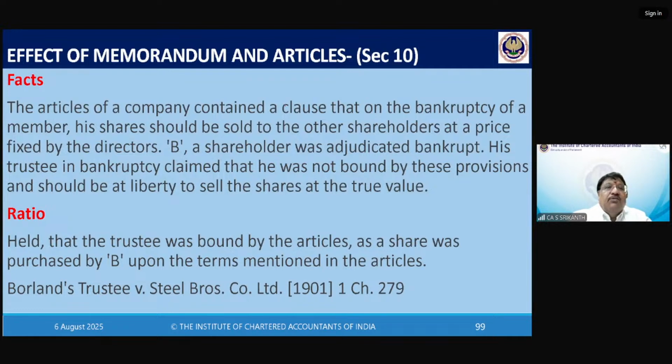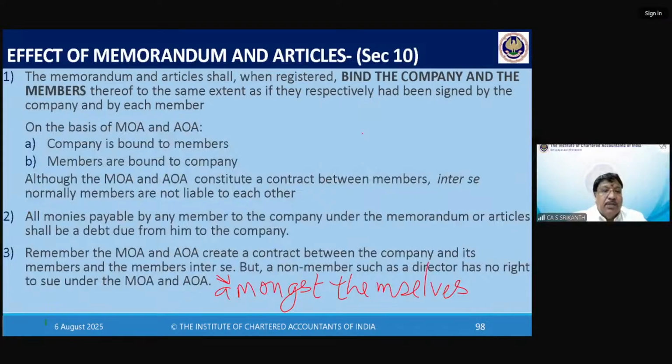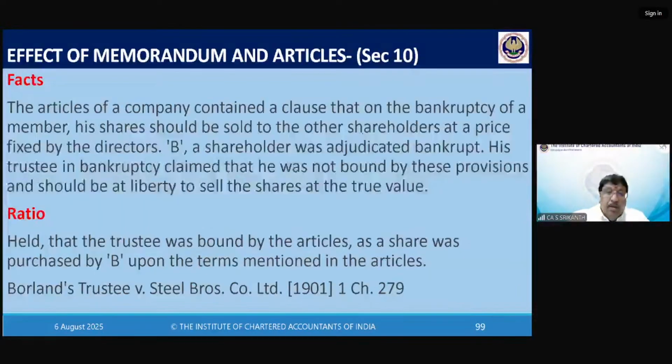So the articles of a company contained a clause that on the bankruptcy of a member, so effect of memorandum is there is a contract between the company and its members. Okay. Here, there is a case where the articles contain the clause that on the bankruptcy, that means once he becomes insolvent, his shares should be sold to the other shareholders at a price fixed by the directors. That is what is contained in the articles.